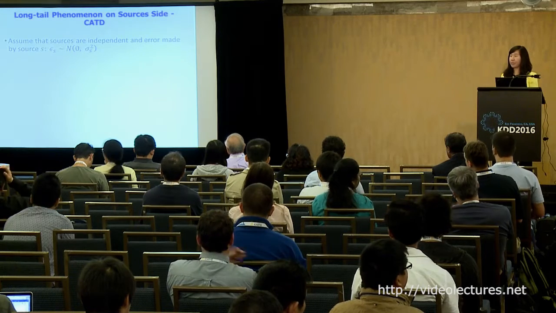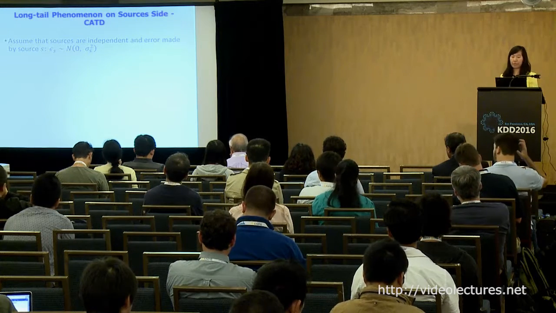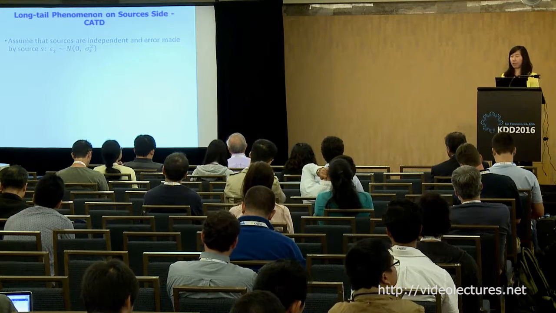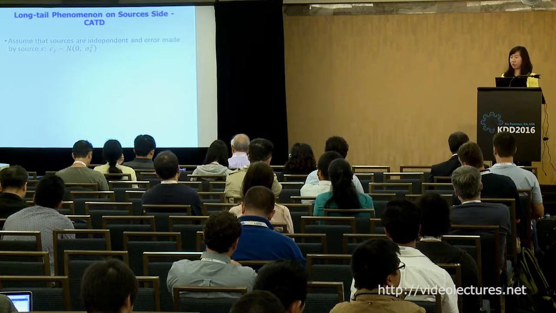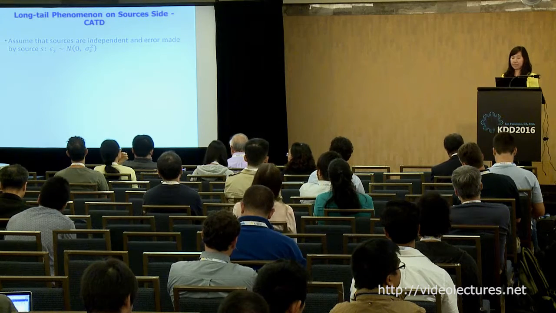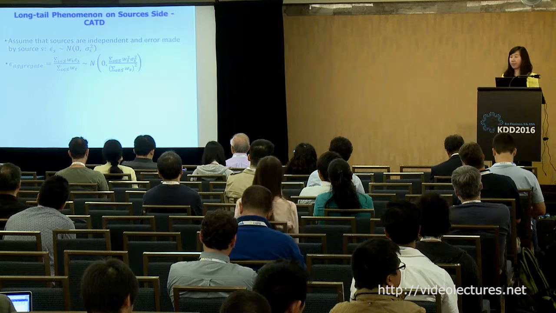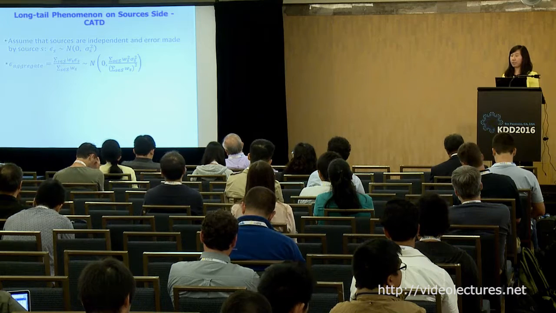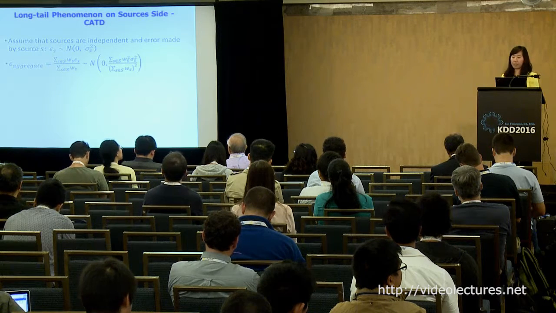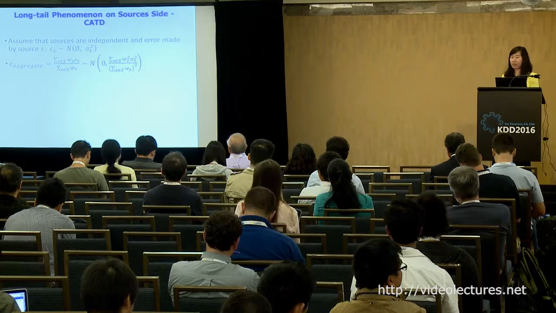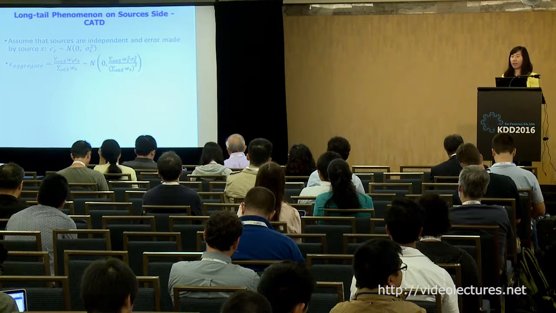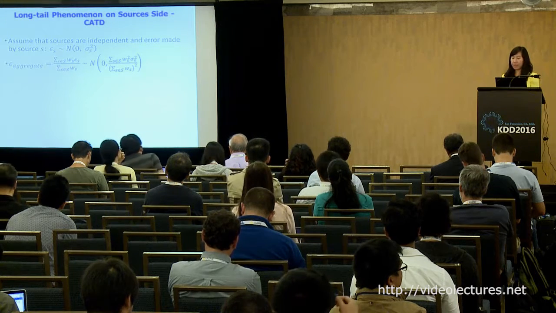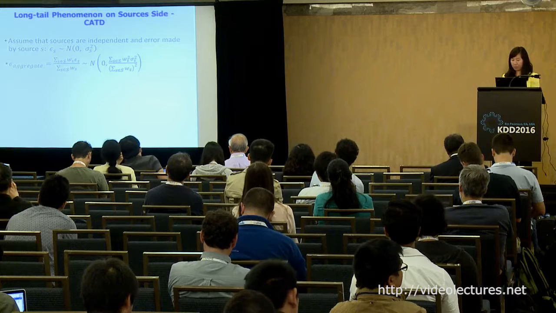So the basic idea is as follows. We assume that the source is making independent errors, and it follows this Gaussian distribution with 0 mean, and the variance is this sigma s squared. And then when we conduct this aggregation, we assume that we use this weighted combination. We assume that the error is also a weighted combination. Then this error also follows a Gaussian distribution with zero mean, and the variance is of this form.